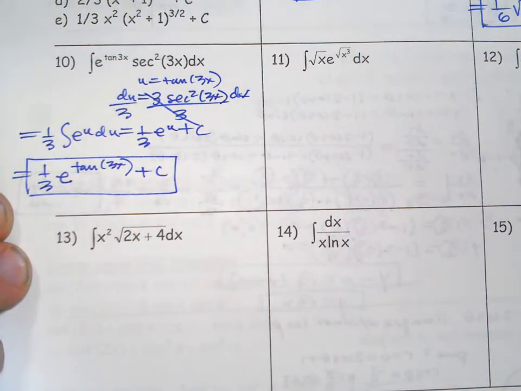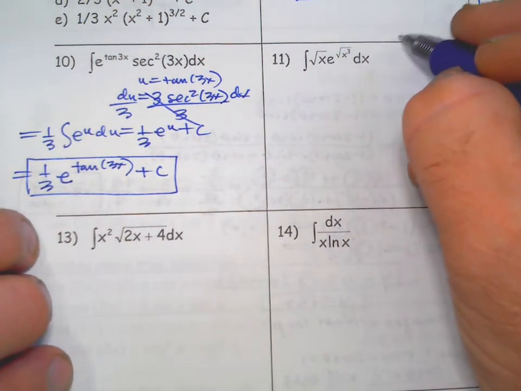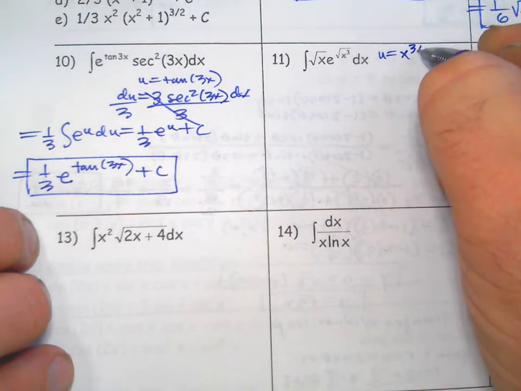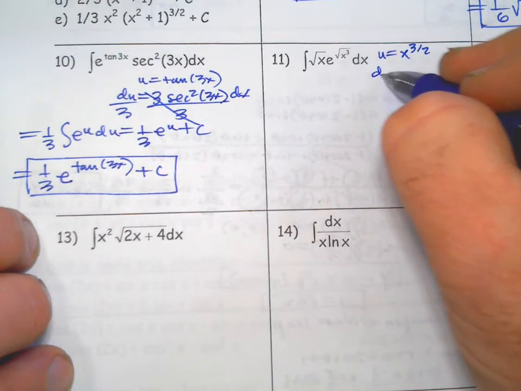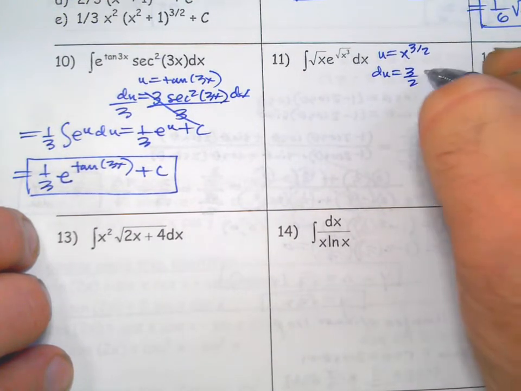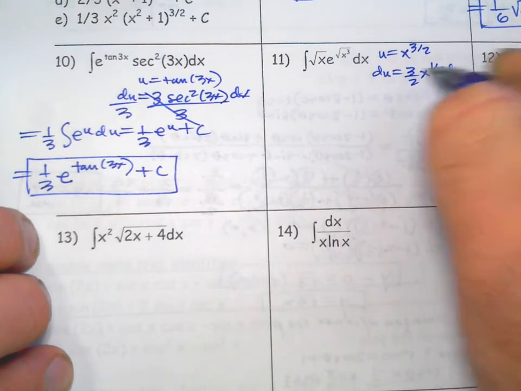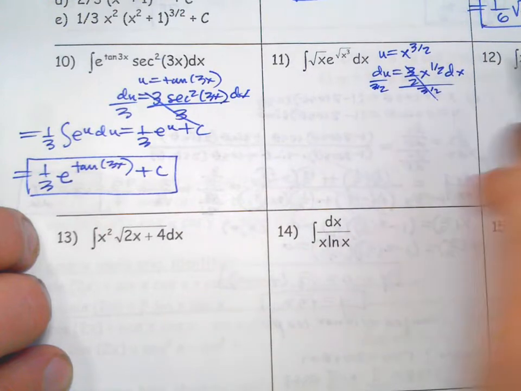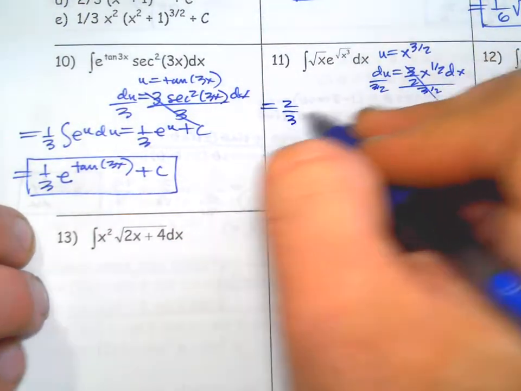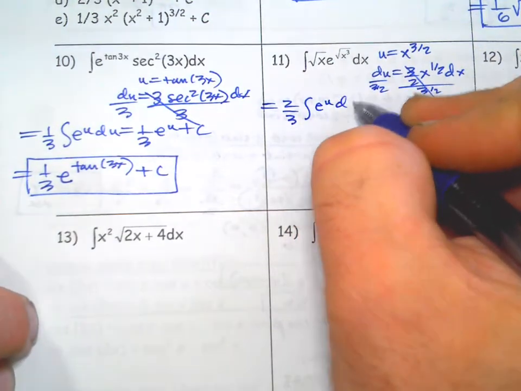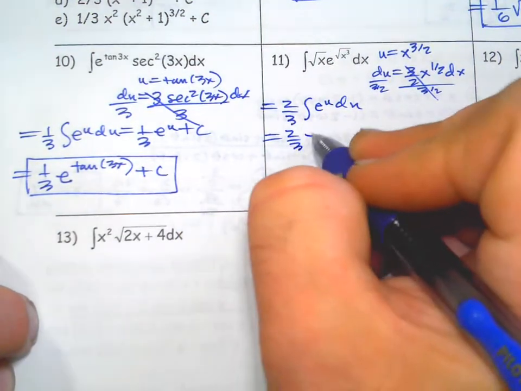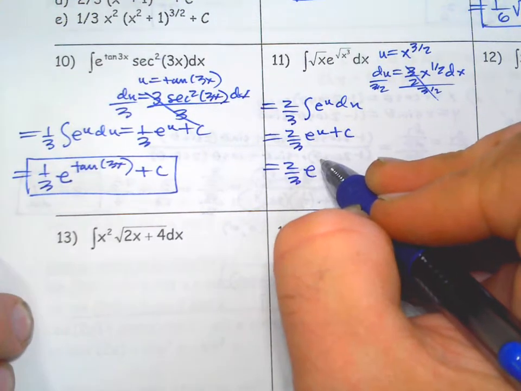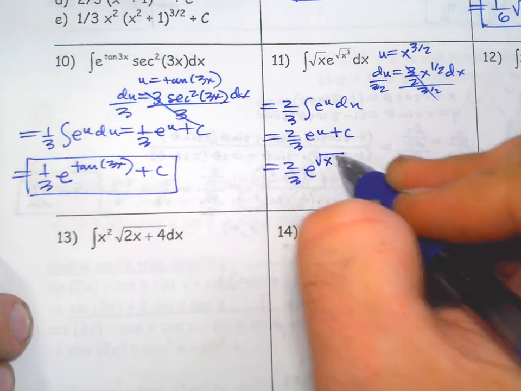Okay. Next one. Could we say u equals x to the 3/2? I think that's better than x cubed. du equals 3/2 x to the 1/2. That looks good, but I don't want the 3/2. So it's going to be 2/3, because you're dividing by 3/2, e to the u du. It's going to be 2/3 e to the u plus c. You could change it back to the square root of x cubed if you want.